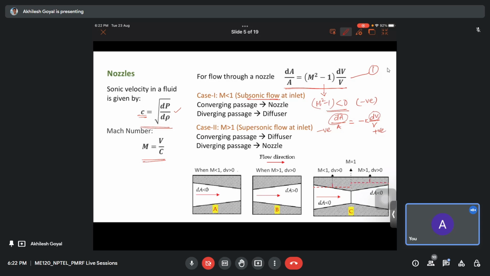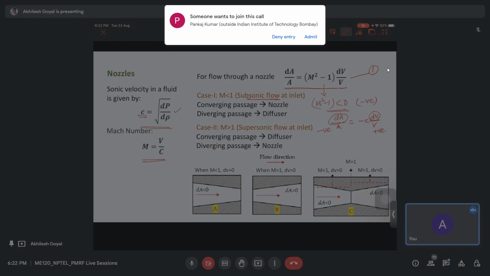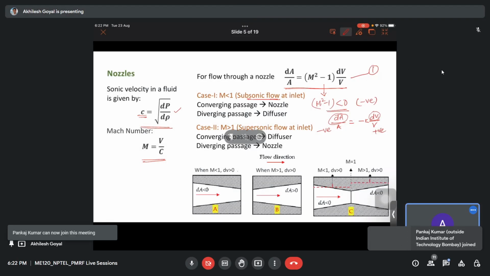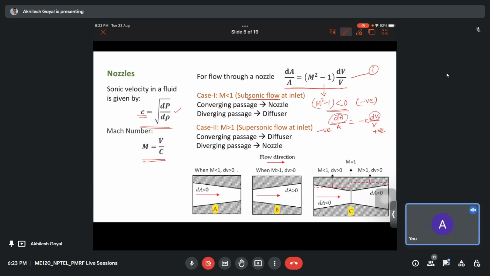Okay, so we can say for a subsonic flow, the converging passage means the area is decreasing continuously, so the converging passage will work as a nozzle because the velocity is increasing. So in a nozzle, velocity increases at the cost of heat or pressure drop, and a diverging passage is called a diffuser for subsonic flow. In a diffuser, the velocity decreases at the cost of pressure or heat energy.